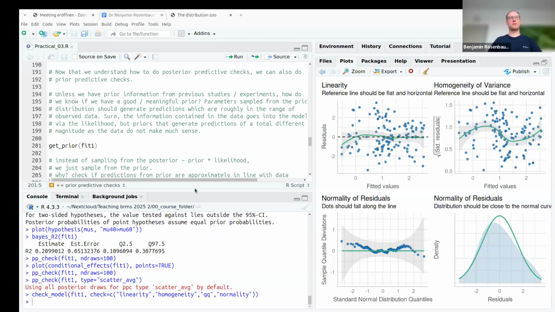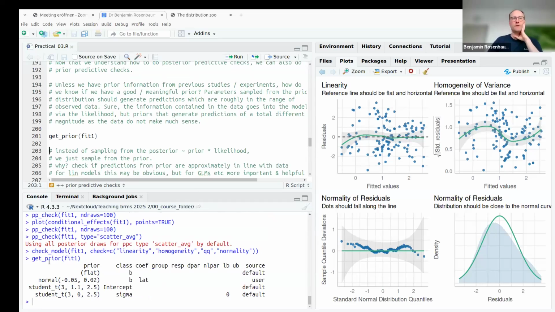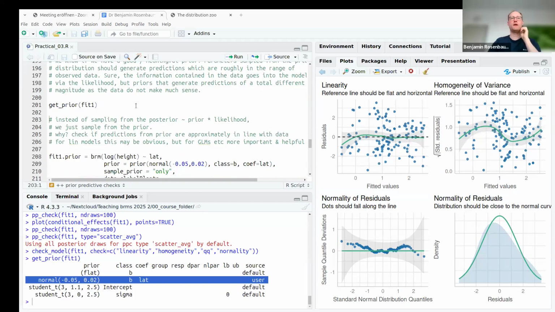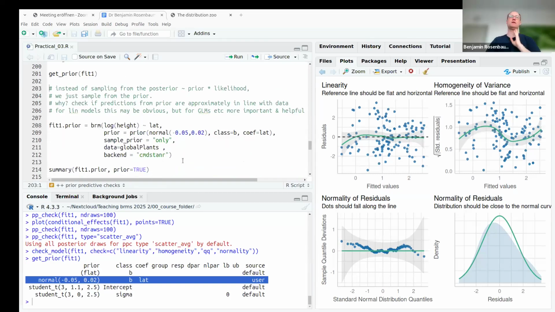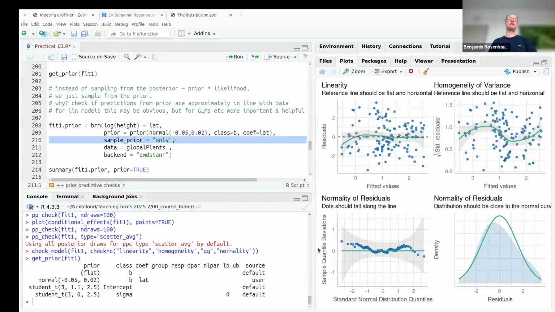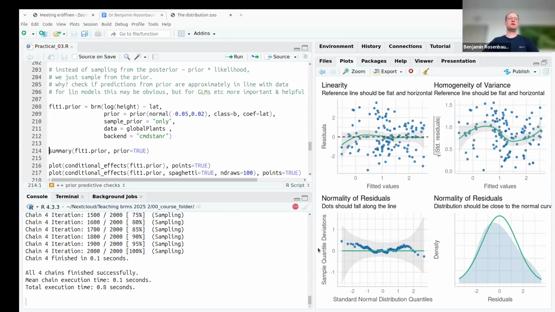So let's look at the priors we used here. This was the model, right? So we had some prior for the intercept, some for the sigma, and we assigned the prior ourselves for the slope. And for this model, you can also sample from the prior and make predictions from the prior by adding this line, sample prior only. Then you can fit the model.